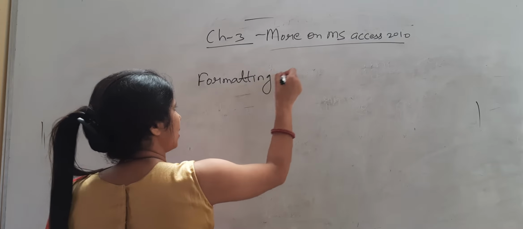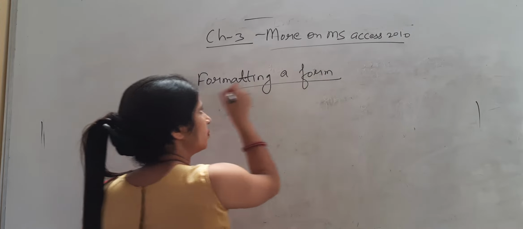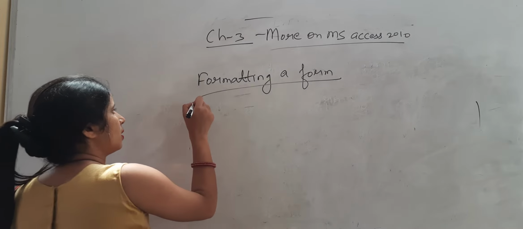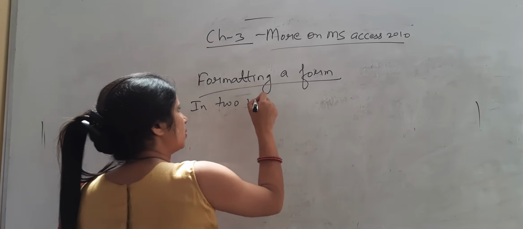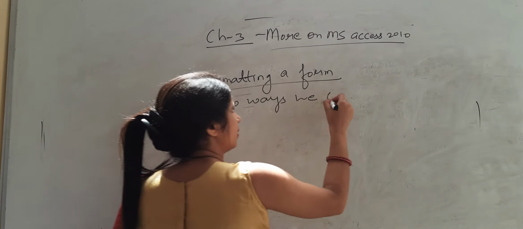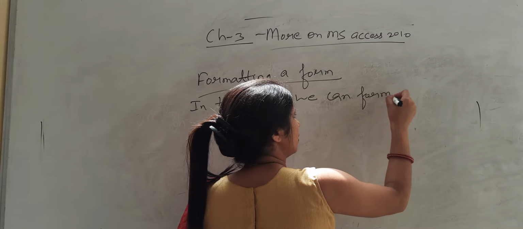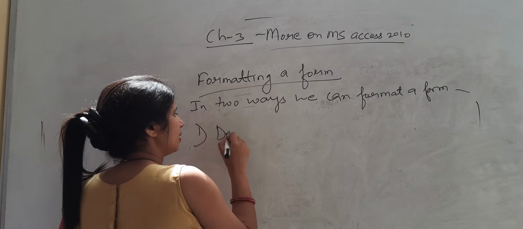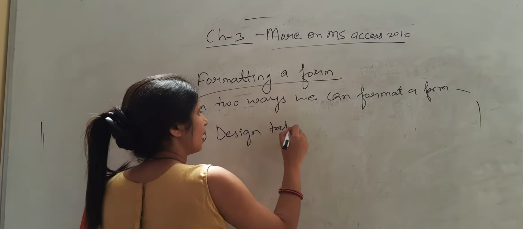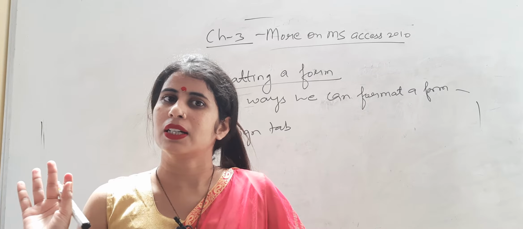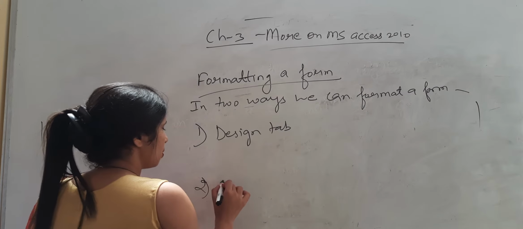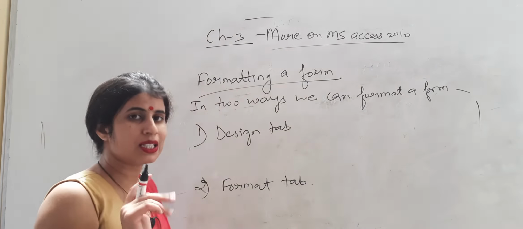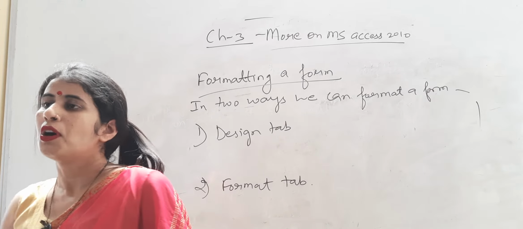Here I can write formatting a form. Actually, we can format a form in two ways. The first one is design tab. Means with the help of design tab we can format the form. The second is using format tab. These are the two ways in which we are able to format our form.